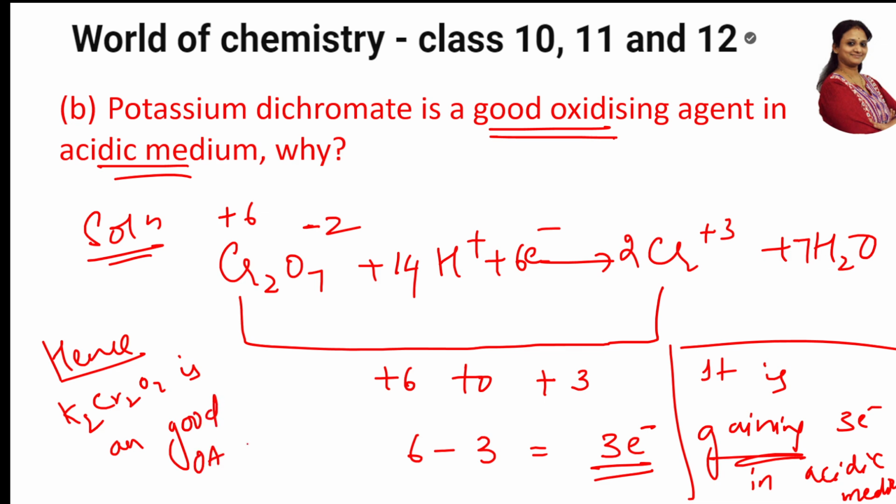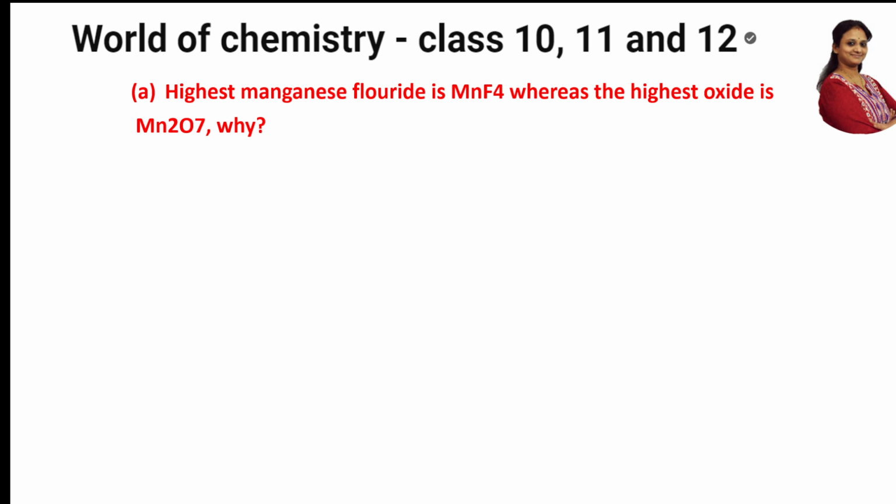Correct? Next question. Highest oxidation state is observed in manganese fluoride, MnF4, whereas highest oxidation state is observed in Mn2O7. Why are they asking this?